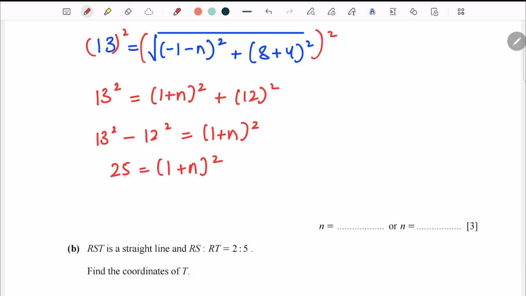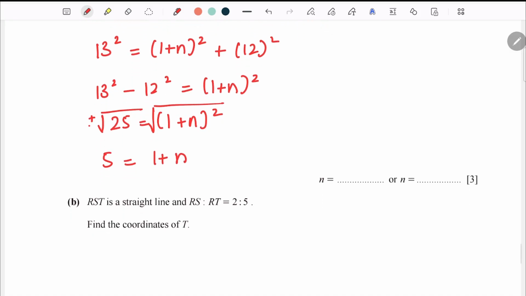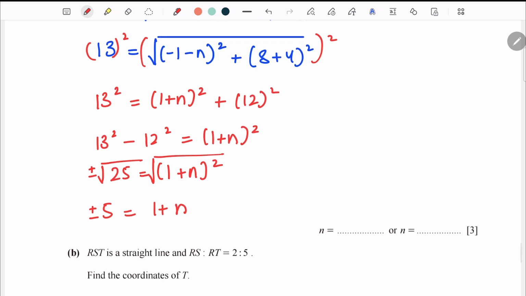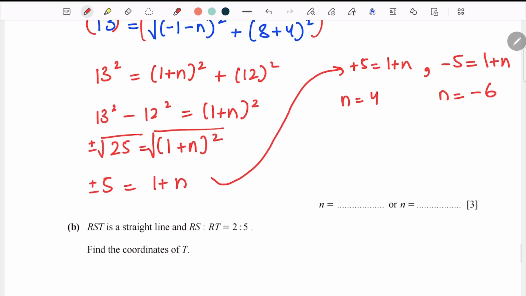Because 25 is a perfect square, we'll take root on both sides. So 5 is equal to 1 plus n, and this is plus minus. Now plus 5 is equal to 1 plus n, or minus 5 is equal to 1 plus n. So n is equal to 5 minus 1, which is 4, or n is equal to minus 5 minus 1, which is minus 6. So the two values of n are 4 and minus 6.